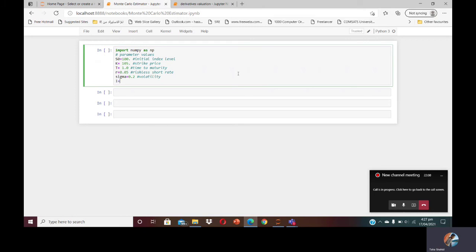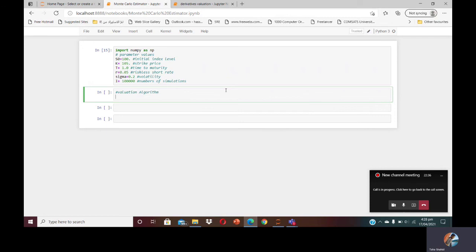Then we set the number of simulations, I is equal to 1 lakh. And number of simulations. Now we will set the evaluation algorithm. Suppose we set the procedure for random numbers. Okay, that's done.